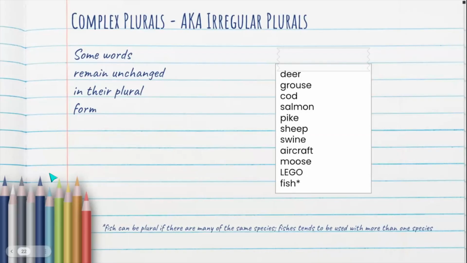Now, in my quest for more information, I also came across, of course, words that remain unchanged in their plural form. Some of these words remain unchanged because they are loan words from another language. So moose, for example, is an indigenous word. It's Algonquin. And it was one moose or many moose. That's how it was in the language. And so we didn't change it to mooses. If we were going to anglicize it now, that's what we would do.